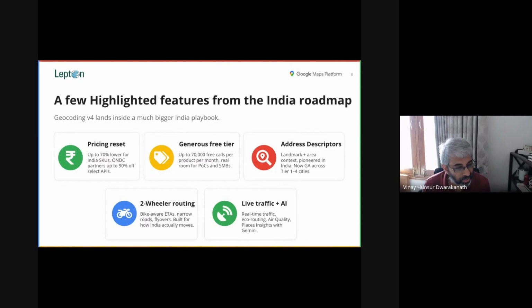And lastly, another big piece, live traffic and AI: real-time traffic on Indian roads, eco-friendly routing, air quality, places insights powered by Gemini. I don't know how many of you are using Gemini on a day-to-day basis now. I do, right? And most of my first medical consultation is no longer Google, but Gemini. So doctors will still be unhappy, but that is the reality.